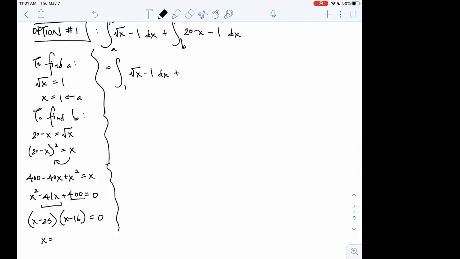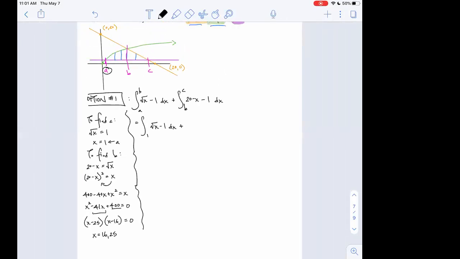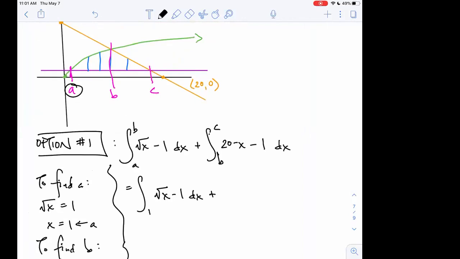So I could say they cross at 16 and 25. Now, when I look back at the diagram, which one of these answers makes sense for that value? 16 or 25? 16, right? Because it has to be less than 20, so it's going to be 16, not 25. So that means I can take the value 16 and put that in there. Now that was a lot of work to find b, but it helped me with the second integral because I already know the bottom bound of the second integral.